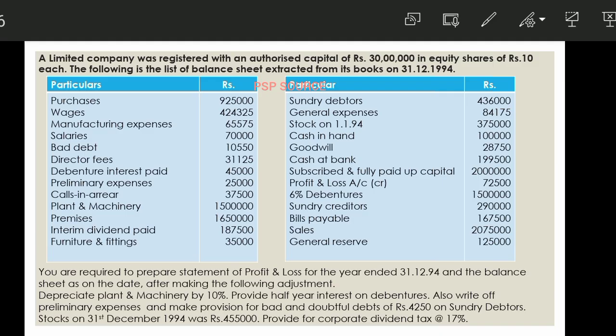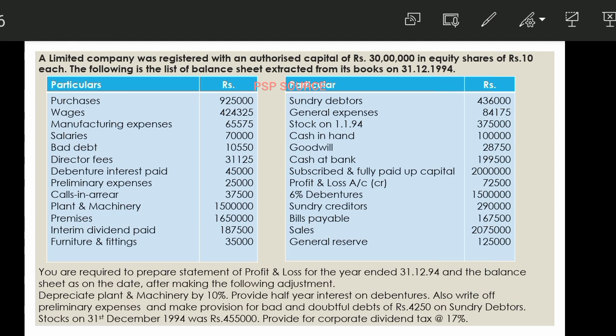Next, provision for half year interest is given. Half year interest means we need to pay the rest of the interest for the other half year. Interest here is 6% of 15 lakh, which gives 90,000. Out of it, only half year interest is given, so we need to pay the remaining amount. The rest amount of 45,000 is the due amount. That needs to be entered twice in our problem, in finance cost and other current liabilities. Next, preliminary expenses come under reserves and surplus.